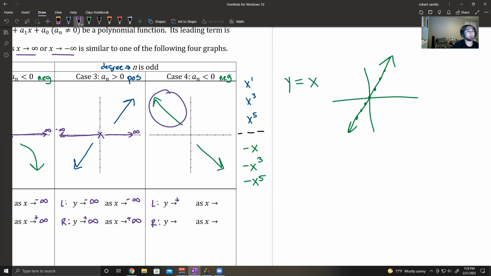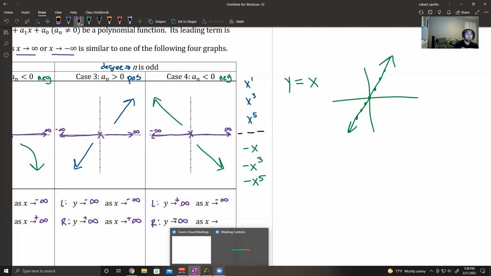These are headed up towards where? Positive infinity, but this can only happen as x goes towards negative infinity. And then on the right side, where are these y values headed? Down towards negative infinity, and this can only happen as x heads towards positive infinity. Okay, cool.